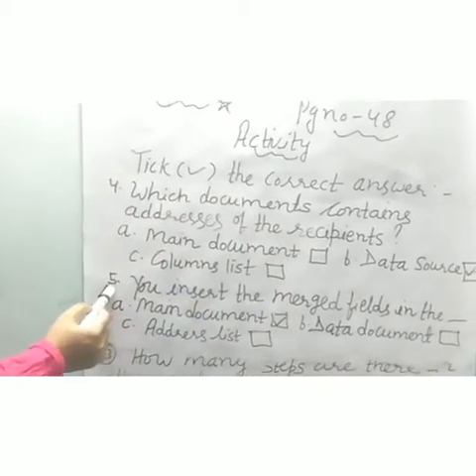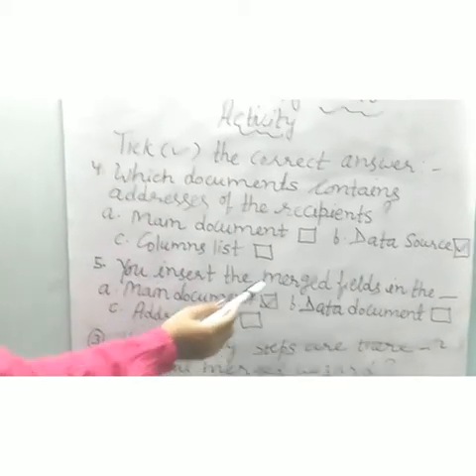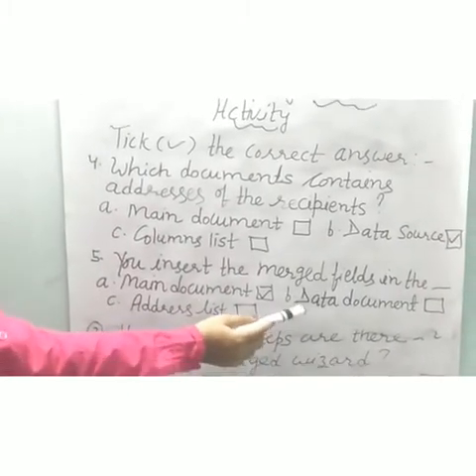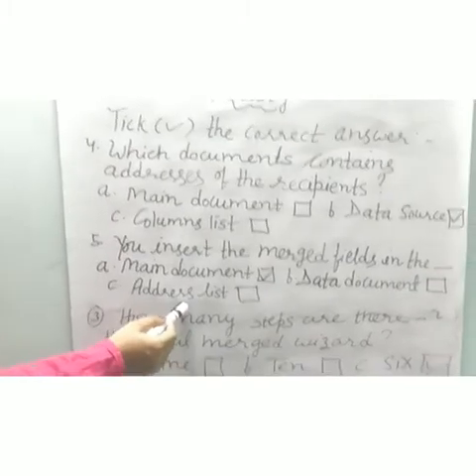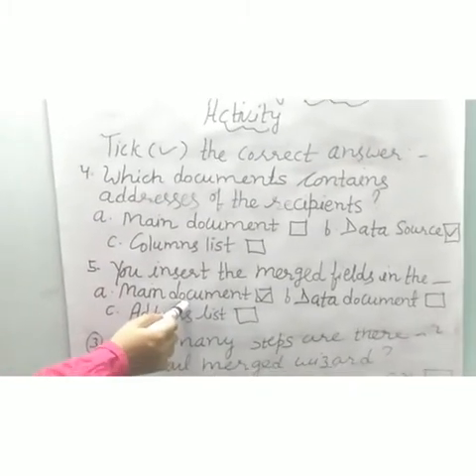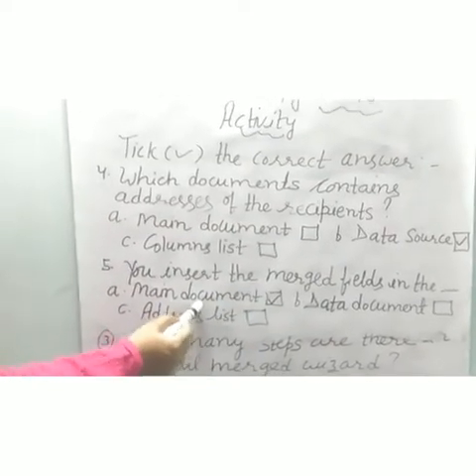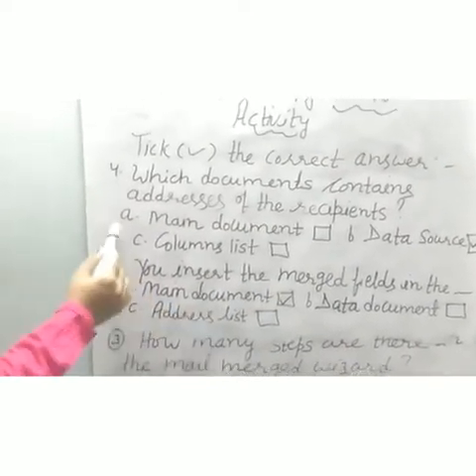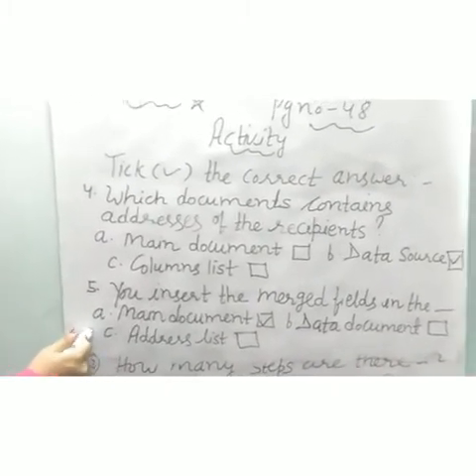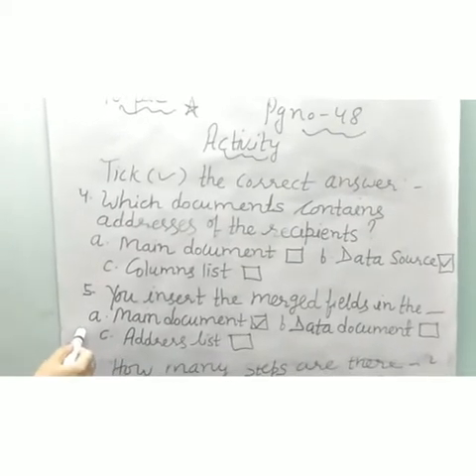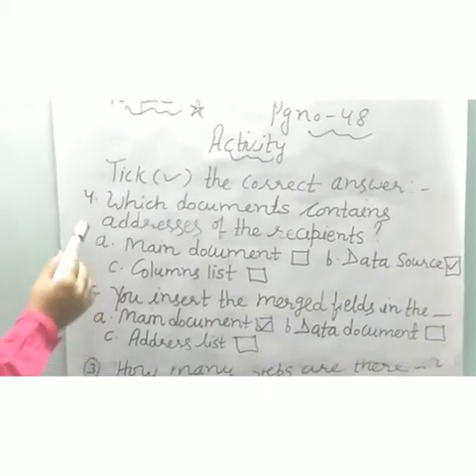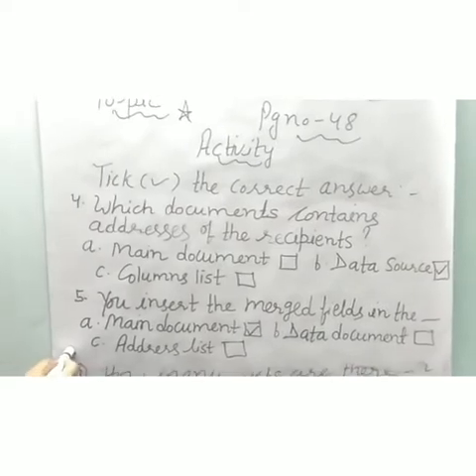Next, fifth, you insert the merge fields in the, options are main document, data document and address list. So answer is main document, because you insert the merge fields in the main document. So students, today we are also going to discuss worksheet 1 to 5 and the terms to learn, the points of advanced features of MS Word.